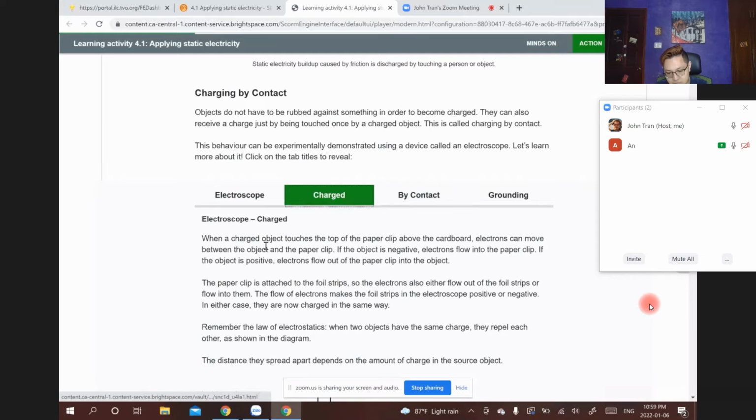Electroscope charge. When the charged object touches the top of the paper clip above the cardboard, electrons can move between the object and the paper clip. If the object is negative, electrons flow into the paper clip. If the object is positive, electrons flow out of the paper clip into the object.